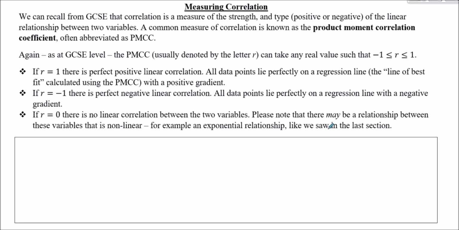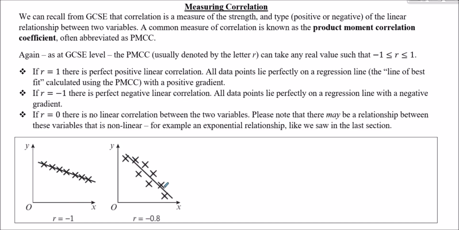So let's just have a look at what R might look like roughly for different scatter graphs. So that one there, all points lie on a straight line. So that regression line goes to all points, so it's perfect correlation with a negative gradient. R is -1. Perfect negative correlation. Here, clearly the points all are fairly close to a negative gradient straight line. So the line of regression is negative gradient. R is -0.8. So it's fairly close to -1, but it's not -1 because it's not quite perfect. Some of these points are slightly away from the line.